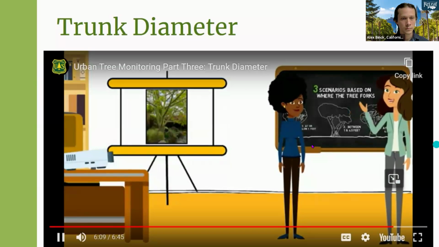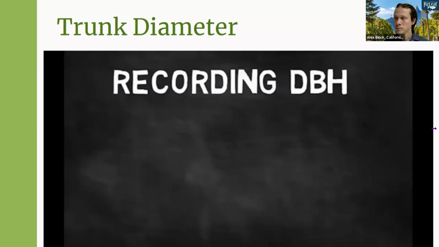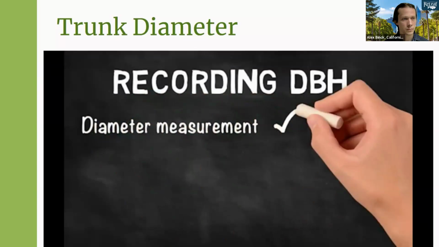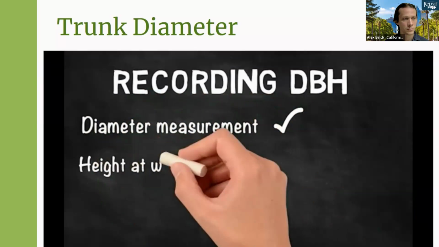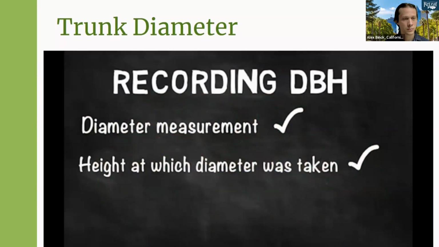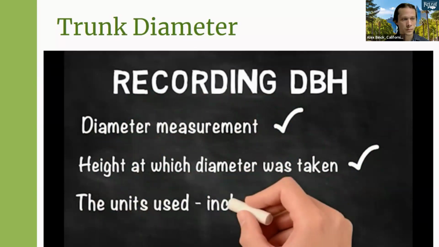I know that was a ton of information, so let's try to recap. When recording DBH for every tree, the following should be recorded: the diameter measurement itself, the actual height used for taking that diameter measurement so that you can remeasure at this exact same point in the future to get growth readings, the units used, whether inches or centimeters.